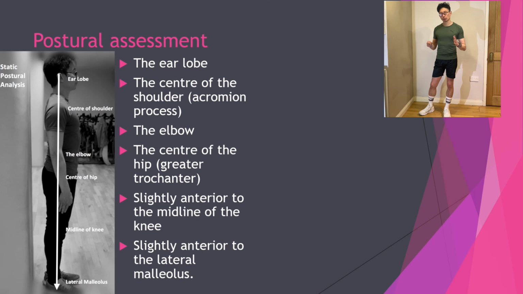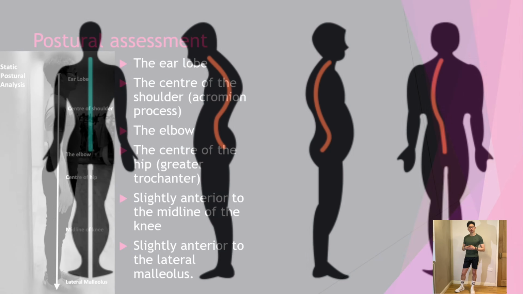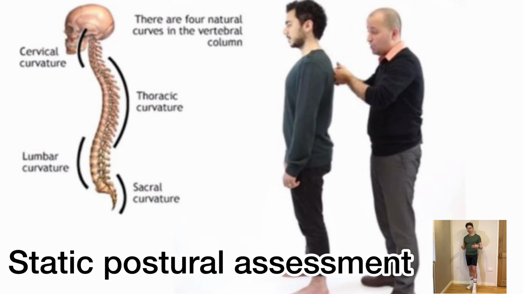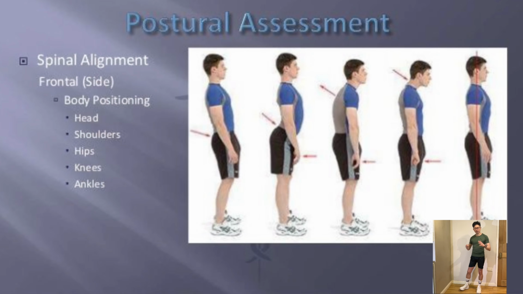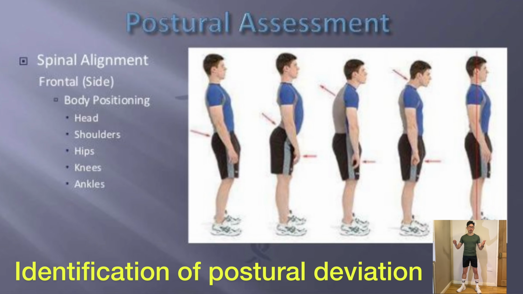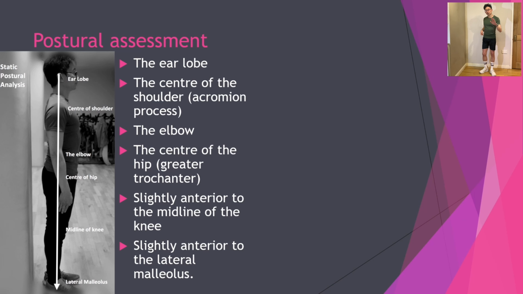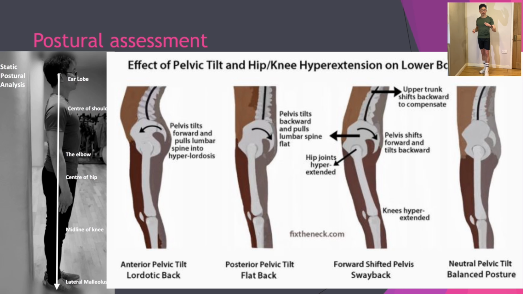So how do we know if we habitually adopt an ideal posture? Well, a basic postural assessment can be done statically or dynamically. The purpose of this is to identify any deviation from the neutral position so that we can highlight any areas of dysfunction. For example, we need to check if the shoulders are at the same level. Is there any anterior, posterior, or lateral pelvic tilt?